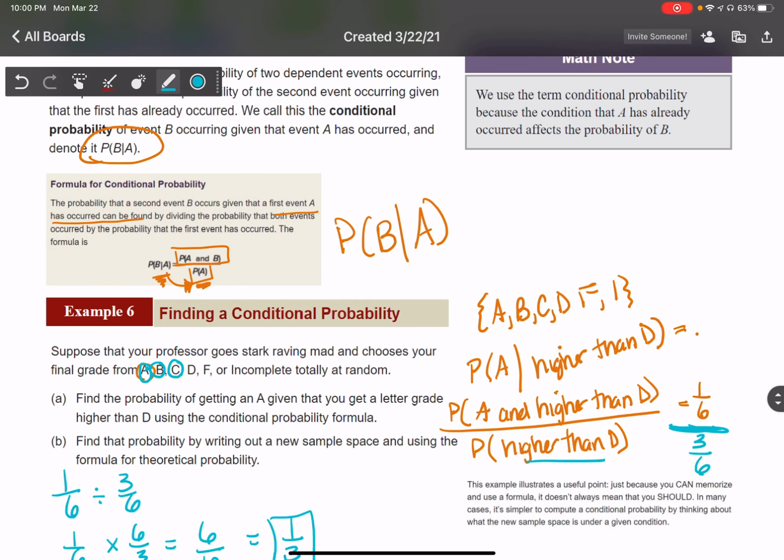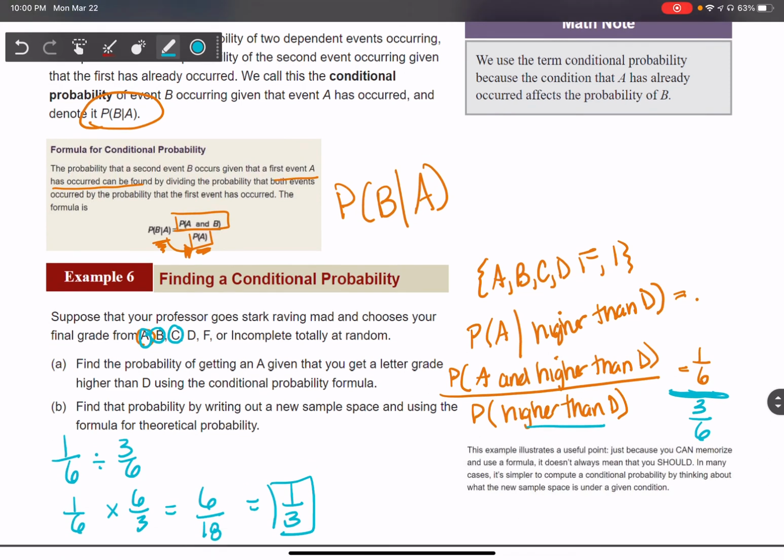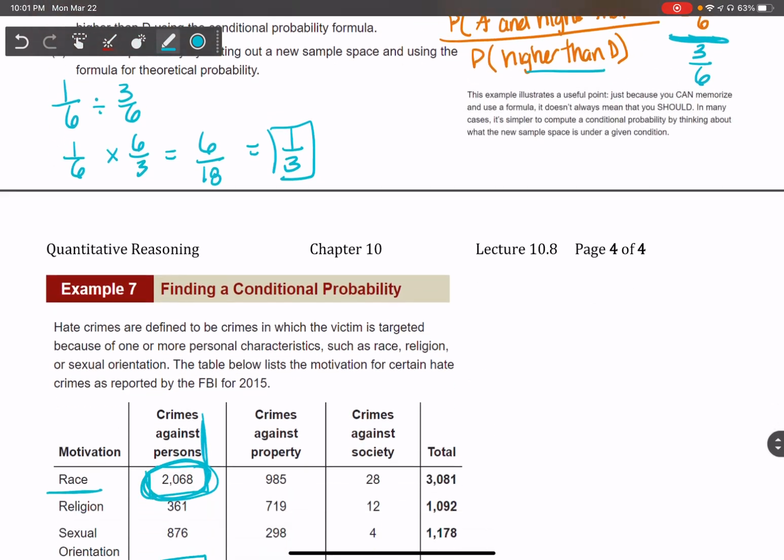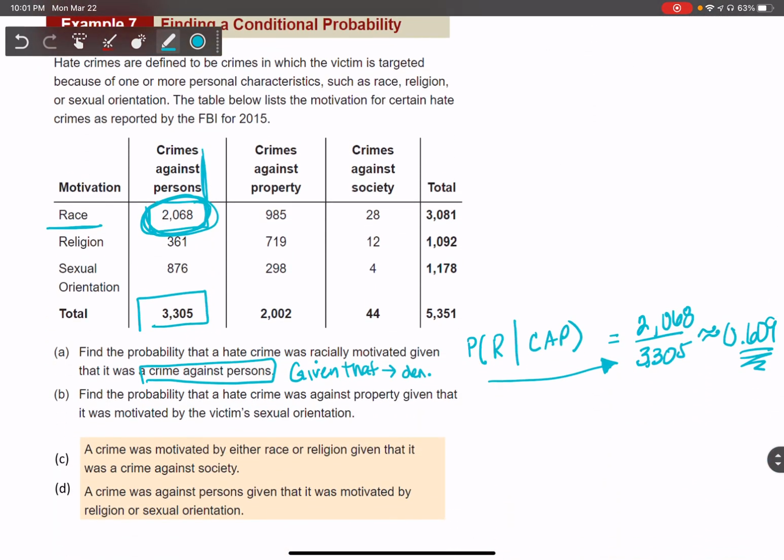Okay. All right, so once again, all I did was I took the same information, the same formula that I have here, P of B given that A, where given that A is always going to be in my denominator. So anytime I see given that, I'm going to put that number in my denominator. And then my numerator, I didn't have to do much work because it told us hate crime was racially motivated and a crime against persons. Well, race and crime against persons meet up here, 2,068, and that's how that became our numerator.